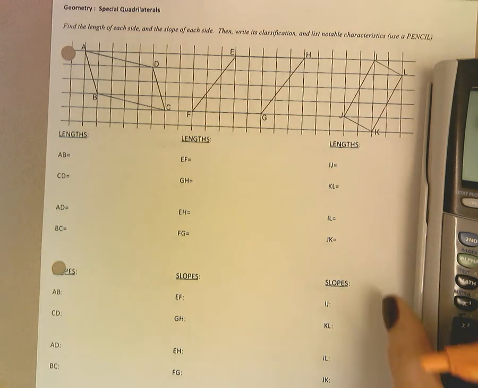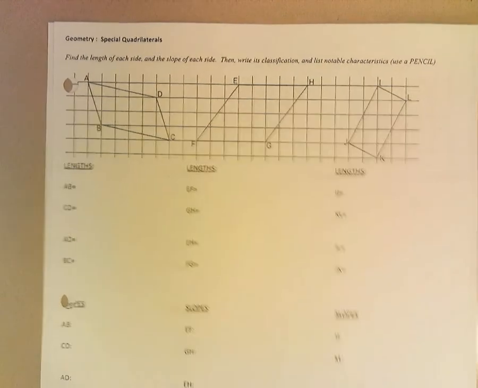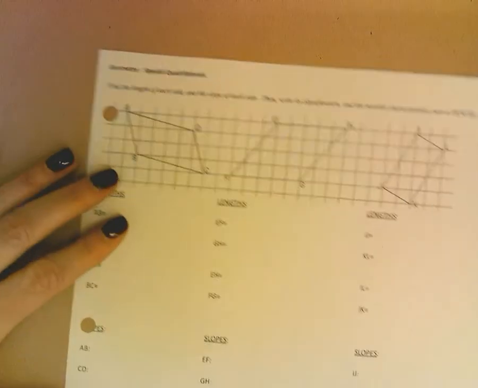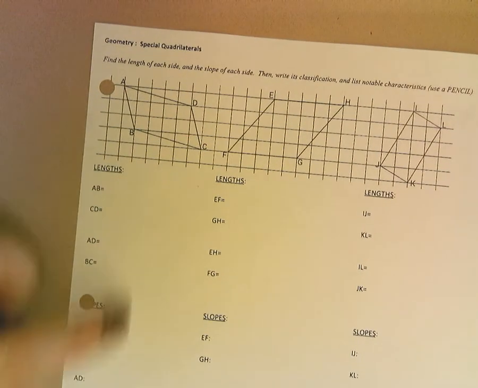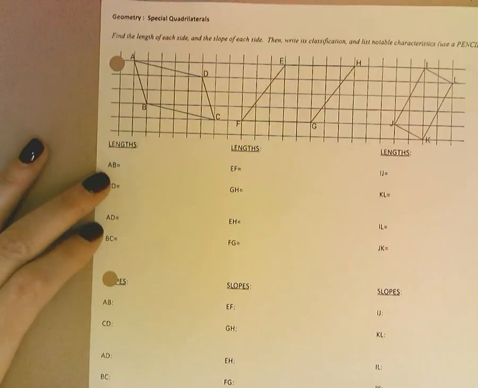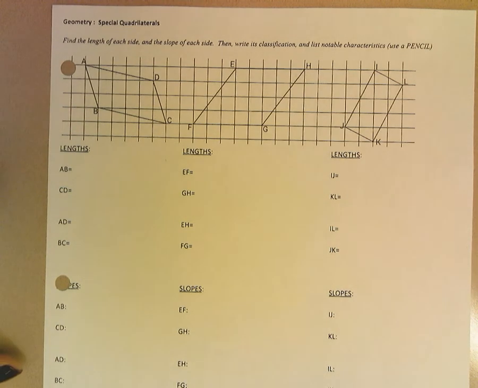Okay, the first one is this worksheet that has the pictures across the top and on the back. So you're going to be looking at 6 different quadrilaterals and the aspects of them with their lengths and their slopes. You're going to be classifying them and talking about their characteristics. So I just want to work through one example with you so that you know what you're doing on the rest. So for this first one, we should recognize this as a parallelogram.